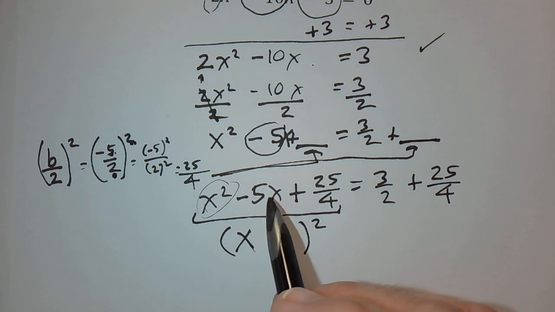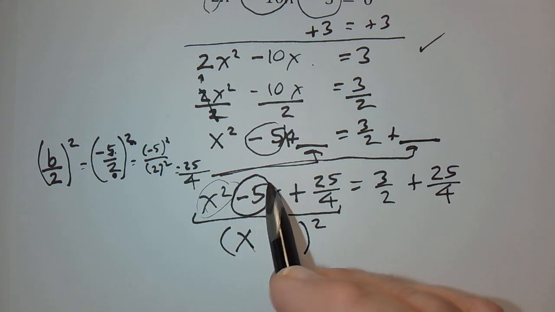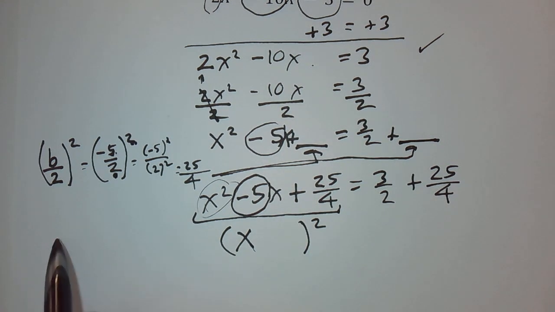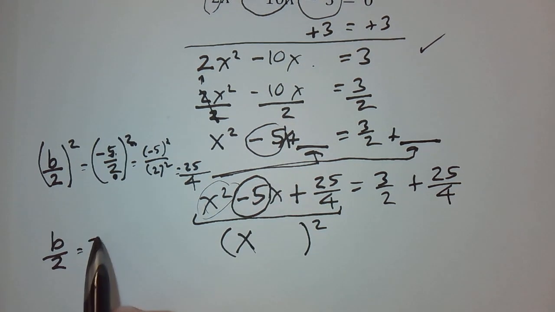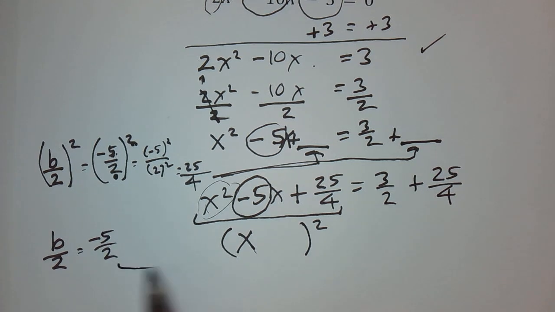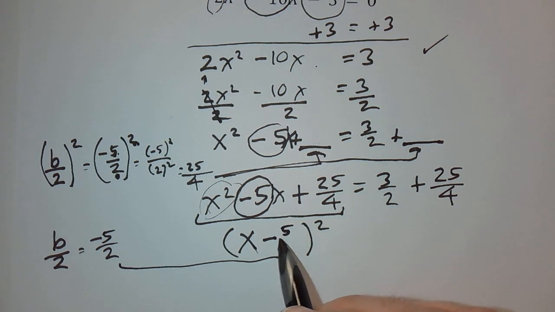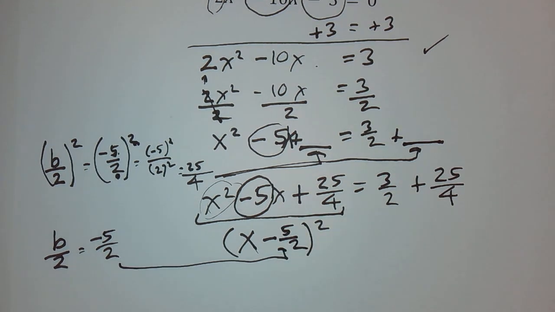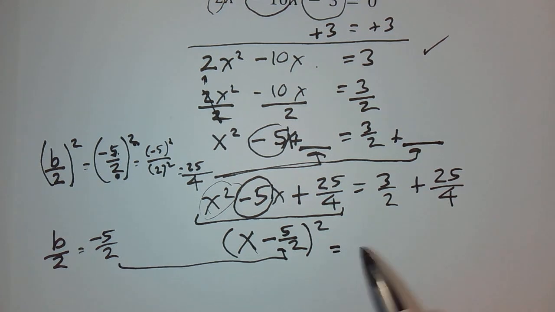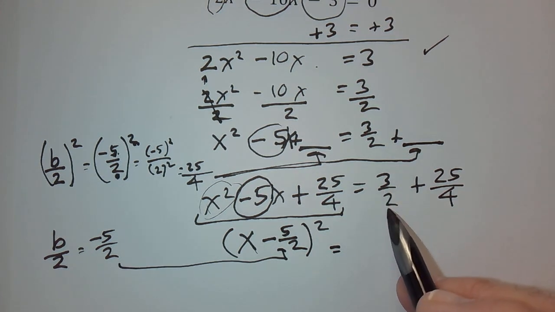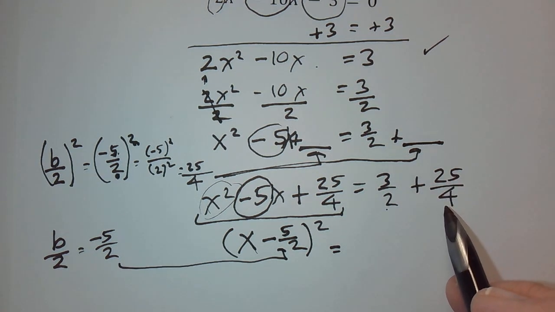And then once again, we take the b term and we're going to divide it by 2. So b divided by 2. So we have -5 divided by 2. That is what we put in here. So that's -5/2. On the right-hand side, we've got 3/2 plus 25/4.